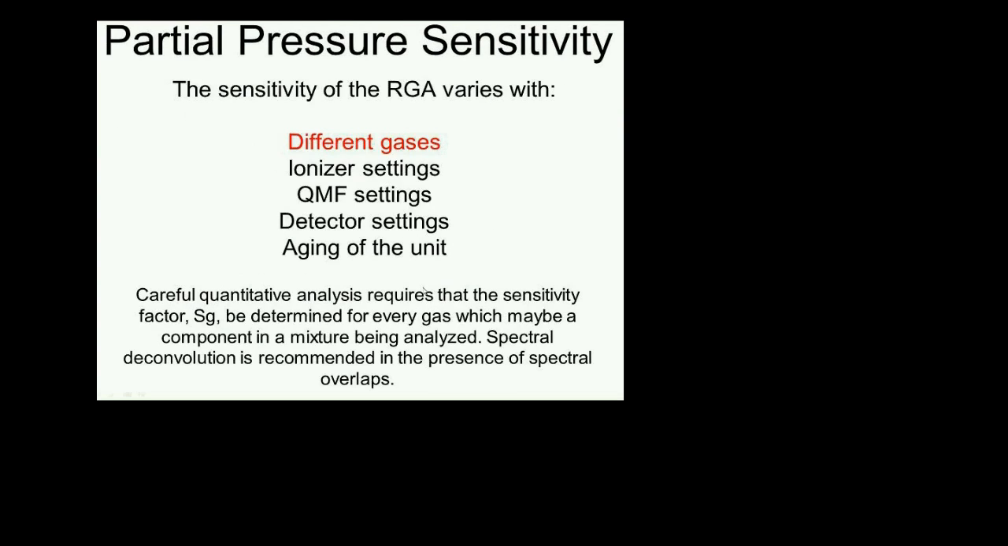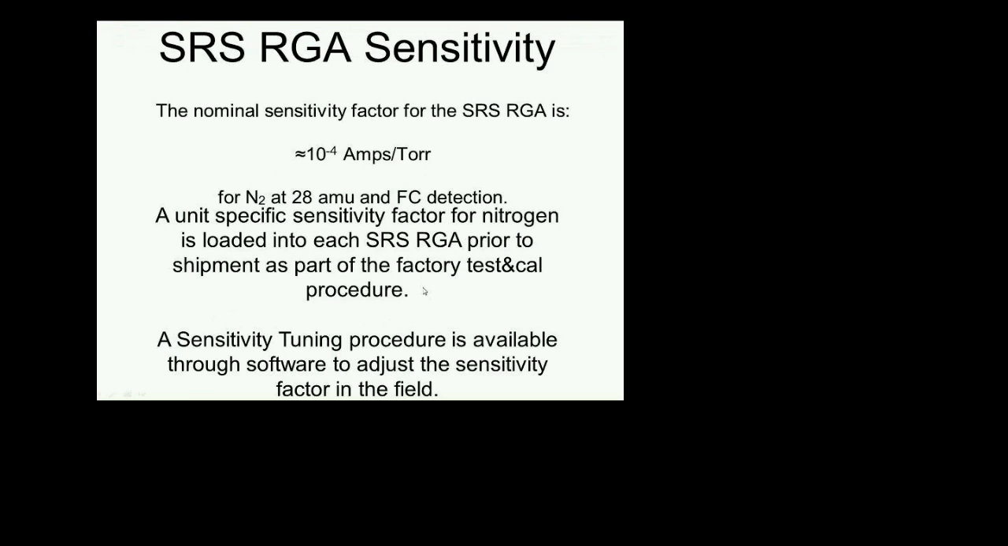Okay, so the last thing I'm going to mention here out loud, you'll have the slides for the other one, which are pretty clear, is the concept of sensitivity. When you look at a brochure for an RGA, you're going to find a number called the sensitivity factor. Typically, the sensitivity factor for an RGA using the ferrite cup is 10 to the minus 4 amps per torr. What does that mean?